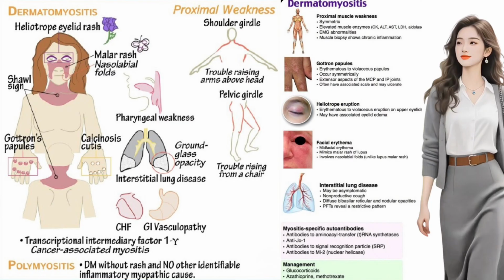Now let's go step by step through the investigations. First, blood tests. Check CK, aldolase, AST, ALT, and LDH. All indicate muscle damage. But sometimes CK can be normal in dermatomyositis, especially if muscle inflammation has burned out.